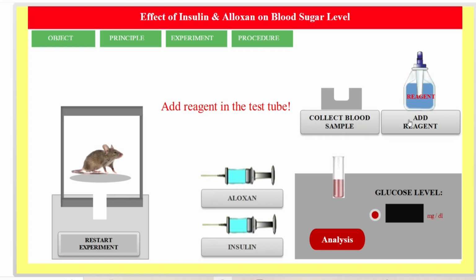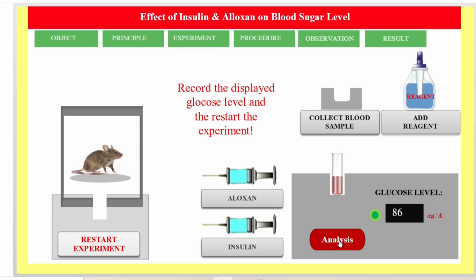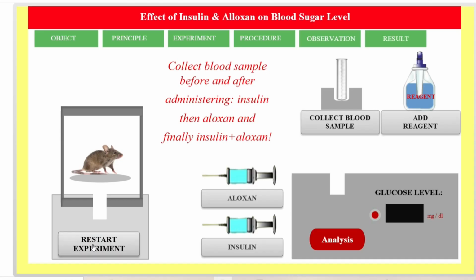So now we will add the reagent. We will click analysis. Here you can see the normal blood glucose level is 86 mg per dL. Now we will go to the next step, record the display of glucose level and restart the experiment. So now we will restart the experiment, and it will reset everything.